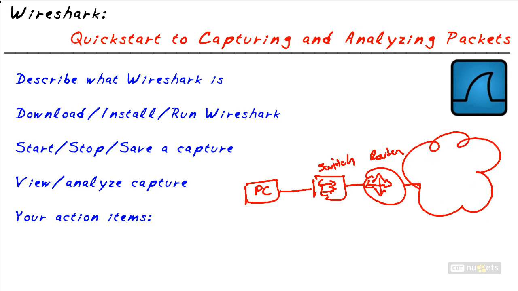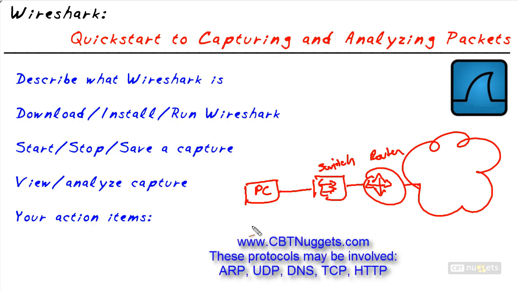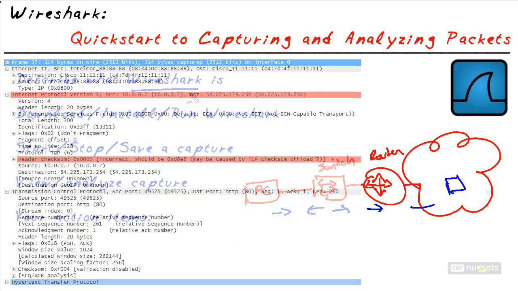So a typical interaction might be this user at the PC types in www.cbtnuggets.com, and when that request goes out, there's a whole bunch of activity of packets that happen on the network that go back and forth out to the server and back to that PC. And if we want to see the details, the actual play-by-play for all that network traffic, that, my friend, is where a protocol analyzer like Wireshark could come in.